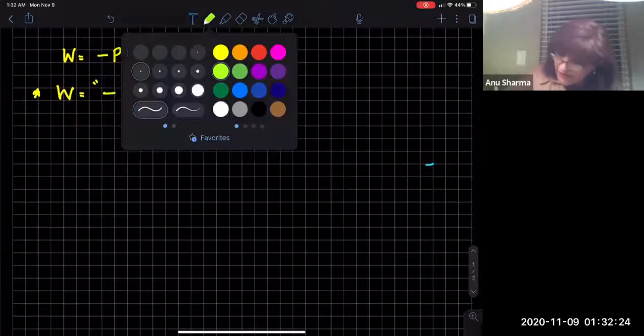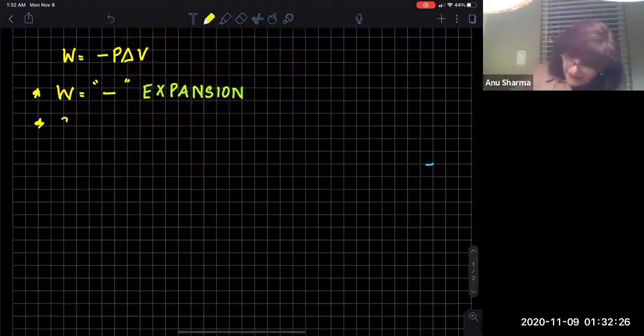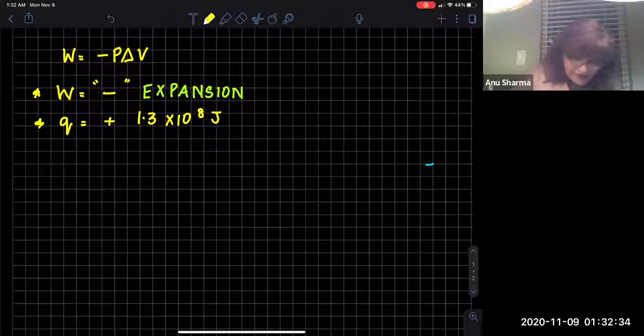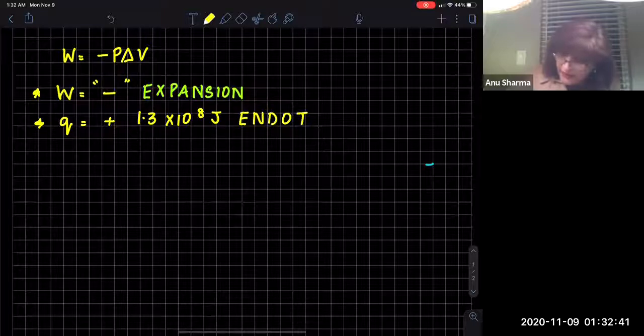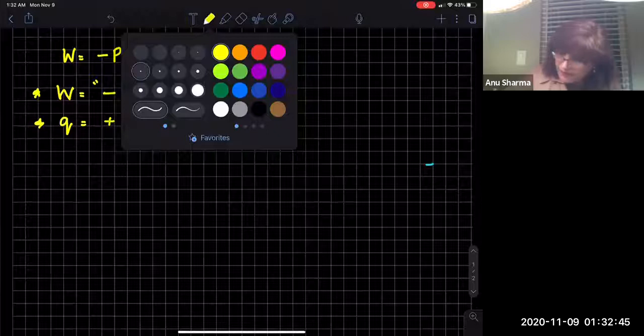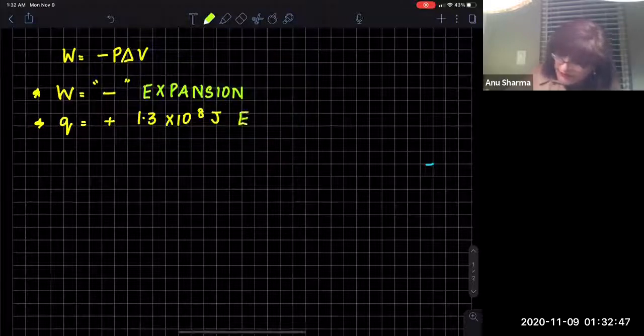All right. So next, I'm going to write down everything in one place. The next point is Q. Q is a positive 1.3 × 10^8 joules. So clearly the heat is being added into the system. So this is an endothermic reaction, or endothermic process.